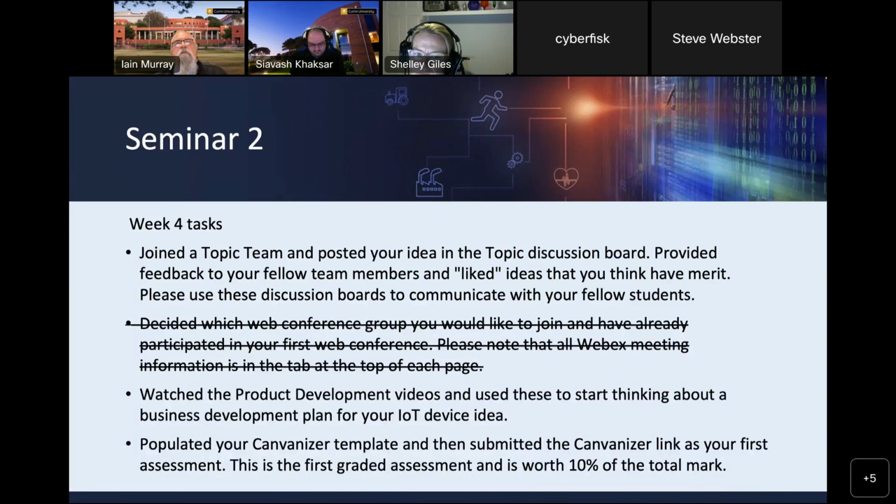Okay, so to sum up week 4 tasks, some of this isn't that relevant since we've got a fairly small class now. I think we can actually just have one topic team. Make sure you're posting in there, like some other people's ideas. If you think they're good, please try and comment. We've decided which web conference group we're going to have, because we're only having one now. So hopefully that suits everyone at least reasonably well.